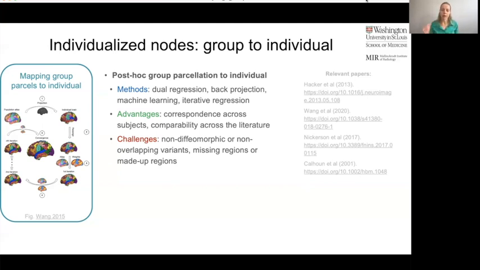So if the post hoc projection is too strongly driven by group level information, then it might find a region regardless of whether it's there or not in that individual. Or if it's too strongly driven by the individual data, you might end up with missing regions, which then becomes really hard to deal with later on within the network neuroscience analysis.